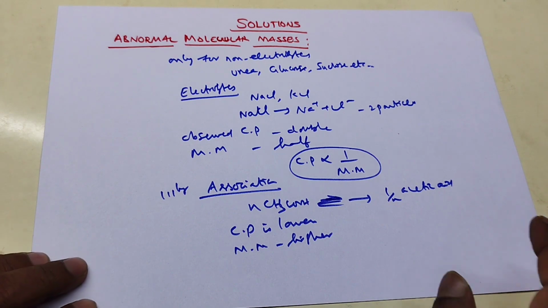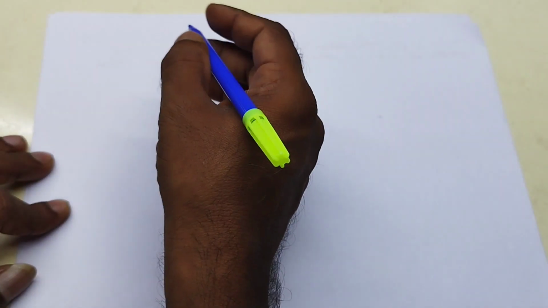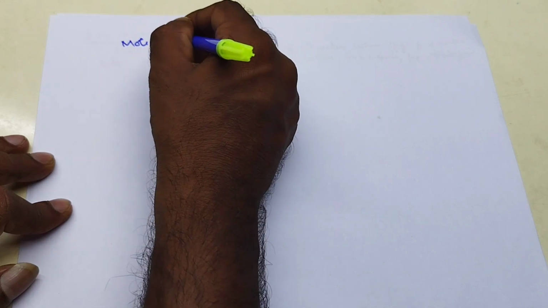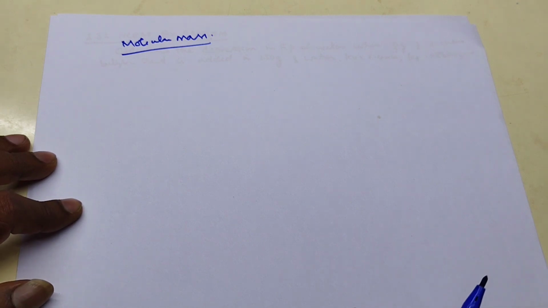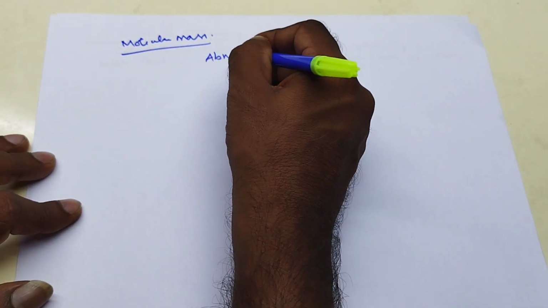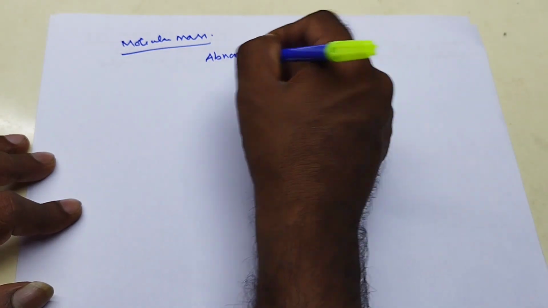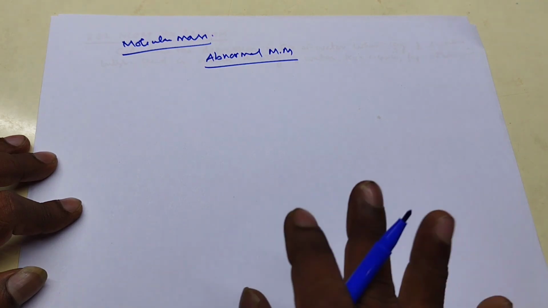So here we are in a situation to define what is meant by abnormal molecular mass. When the molecular mass of a substance determined by studying any of the colligative properties, like osmotic pressure, elevation in boiling point, or depression in freezing point, comes to be a different value than the theoretically expected value, then the substance is said to have abnormal molecular mass.